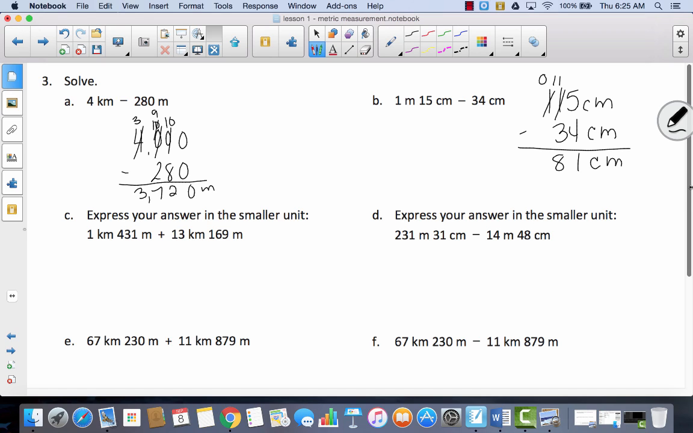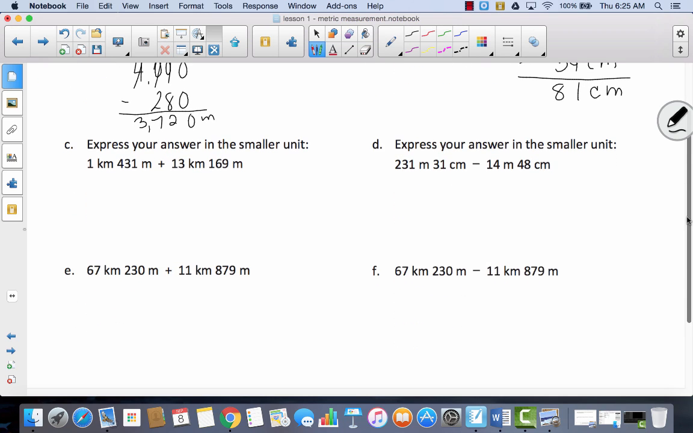All right, let's take a look at C. It says express your answer in the smaller unit. So in this case, when I have kilometers and meters, the smaller unit would be meters. So how many meters are there in 1 kilometer and 431 meters? Well, there are 1,431 meters. And I'm going to add that to 13 kilometers, 169 meters.